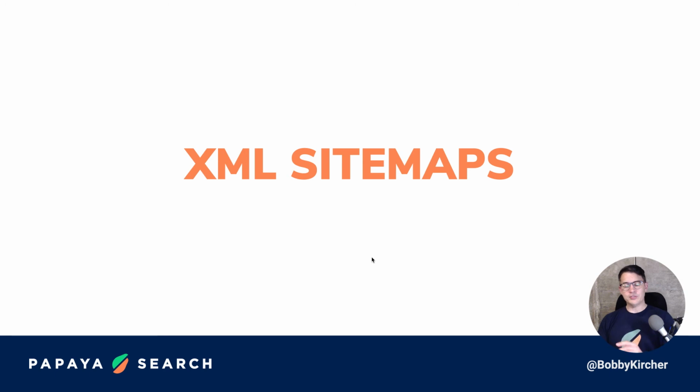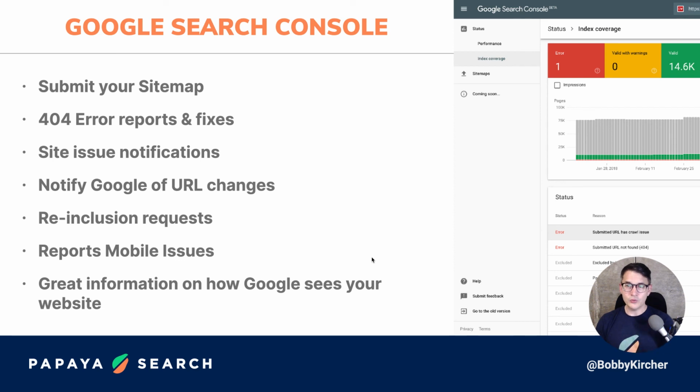XML sitemaps. Sitemaps are also a good way to help, if you have a sitemap already. The easiest way to tell if you have a sitemap already is to put in your domain name and /sitemap.xml. Sometimes you'll have a sitemap appear, sometimes not. If you have a plugin like Yoast for WordPress, it'll automatically generate a sitemap for you.